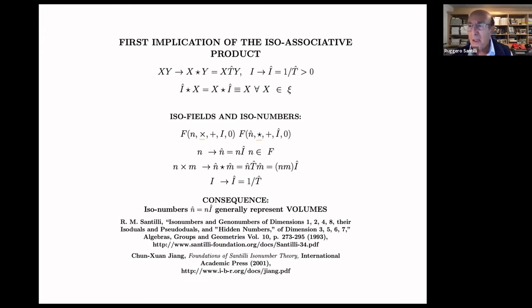So it could be just 3 mod 2 then, right? 3 mod 2 is equal to 1. Well, it depends on the isotopic element has to be the inverse of the iso unit. That's crucial to verify the axiom of a field. It has to be necessarily the inverse.